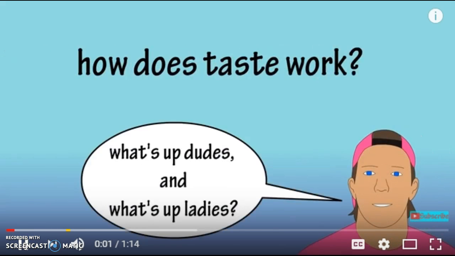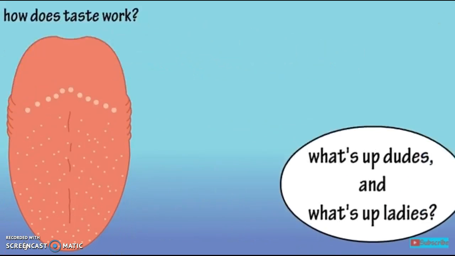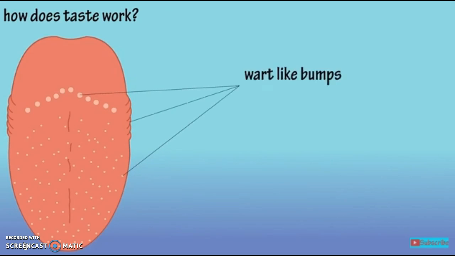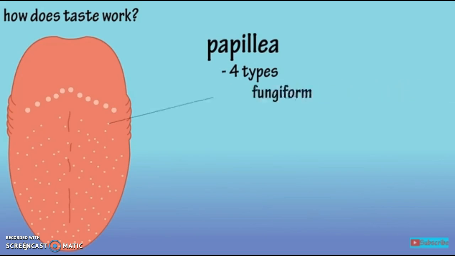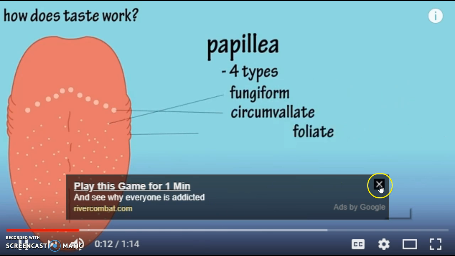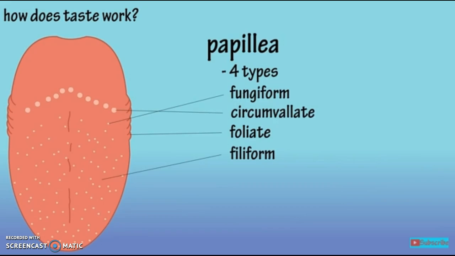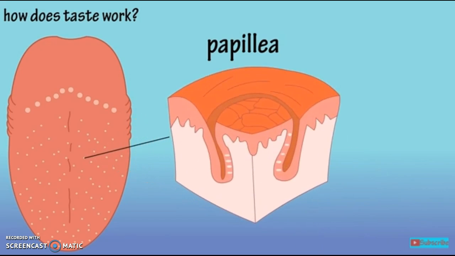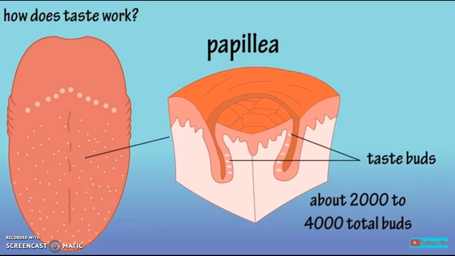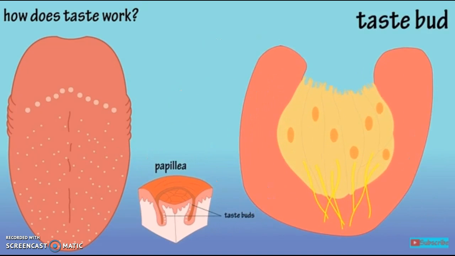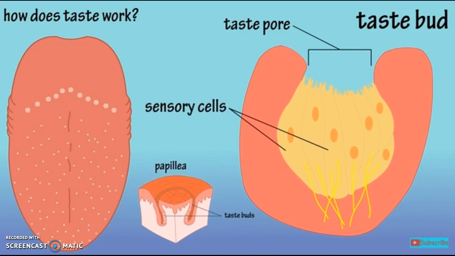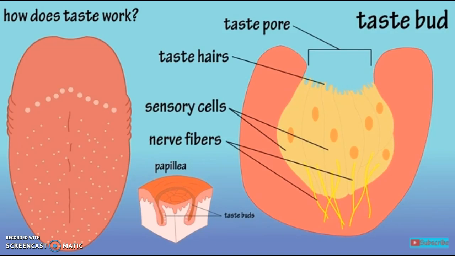So how does taste work? Well, let's start by looking at the tongue. On the surface of the tongue are wart-like bumps that are called papillae. There are 4 types of papillae: fungiform, circumvallate, foliate, and filiform. Filiform papillae are the most numerous papillae, but they do not contain any taste buds. Taste buds are located in the walls and grooves of these papillae, and most adults have between 2,000 and 4,000 buds in total. They consist mainly of a taste pore, sensory cells, taste hairs, and nerve fibers.